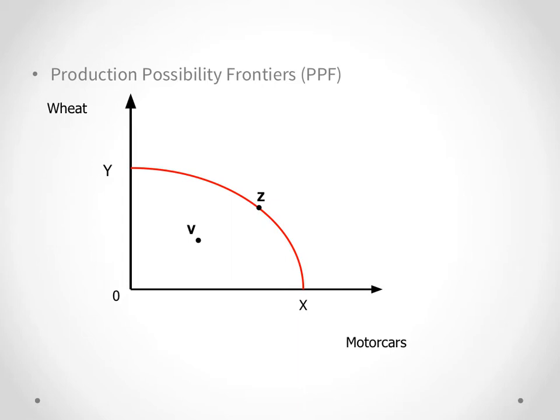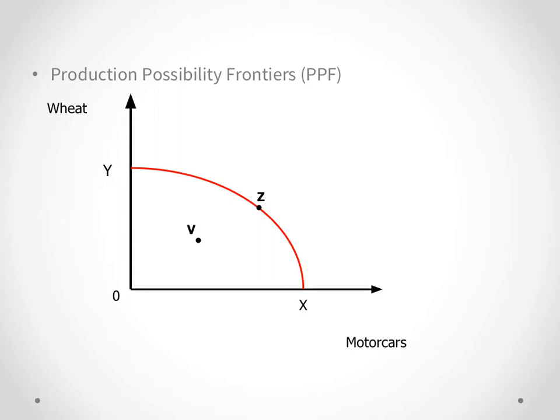Point Z represents 100% employment. This means 100% of labor, all of the land, all factories, all of the entrepreneurial talent are being utilized. But this is not very realistic, as there is always some degree of unemployment, whether there's 3 to 5% unemployment in the labor market, or whether there are certain factories that are not being utilized.